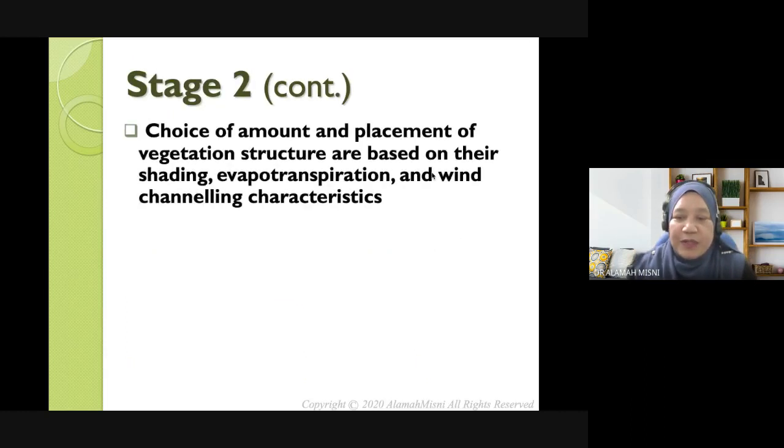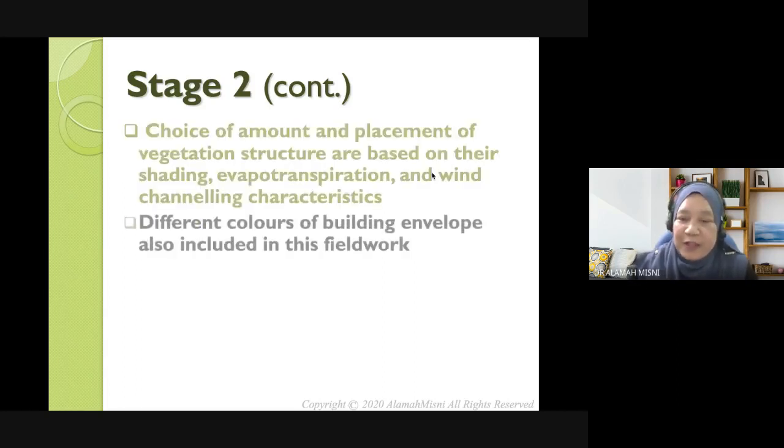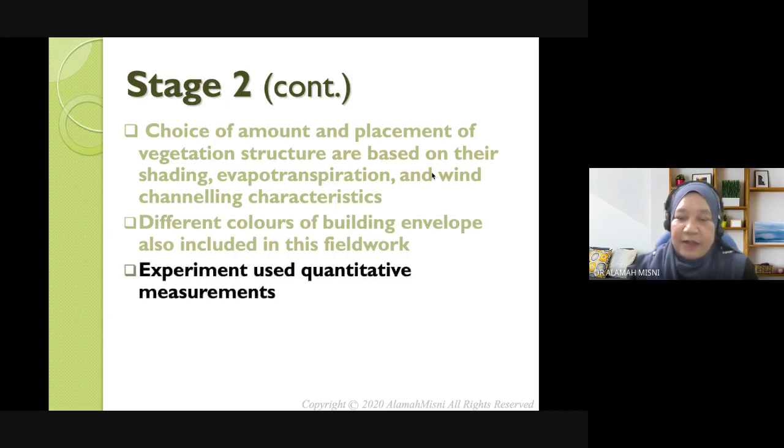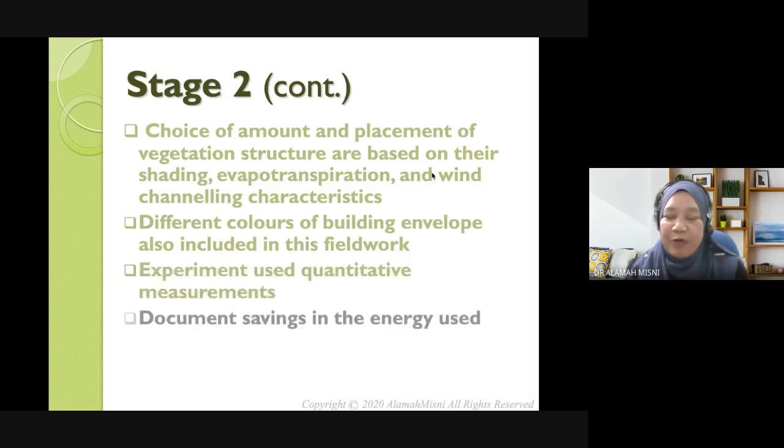Okay, continue. The choice of amount and placement of vegetation structure are based on shade by trees, shading, evapotranspiration, and wind channeling characteristics, and also the use of different colors of building envelopes is included in this fieldwork. Okay. My PhD totally uses experiment by quantitative measurement, and the saving in energy use will be documented.